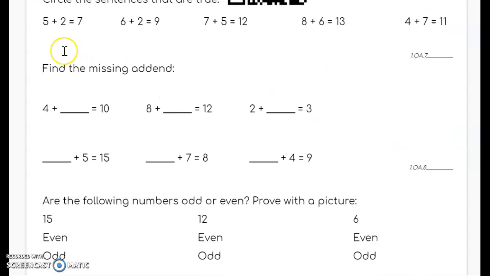For our next section, it says find the missing addend. I've given you 6 addition sentences with 1 number missing. One of the numbers missing is an addend, which means the beginning number that you add together is missing. Go ahead and find out what the missing number is and write them on the line.